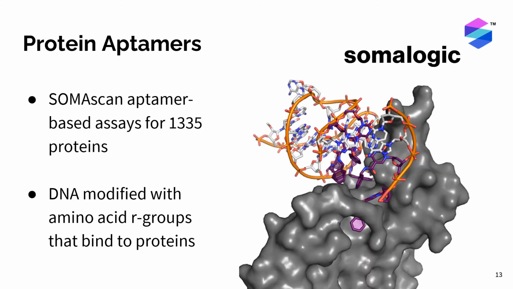And the way that this was done is that protein aptamers were used to measure these protein levels in these 4 different populations. So they used SomaScan aptamer-based assays for a little over 1,300 different proteins, and these are DNA that had been modified with amino acid R groups to be able to bind to proteins and then measure protein levels, which we were able to then associate with the genomic data that we had from these populations so that we could include significant SNPs associated with differing protein levels in the prediction models that we generated.